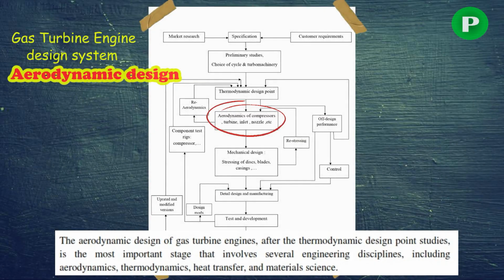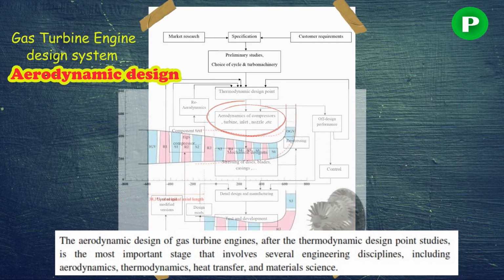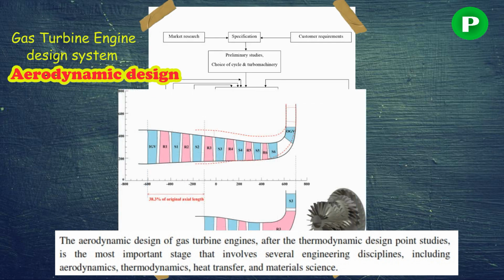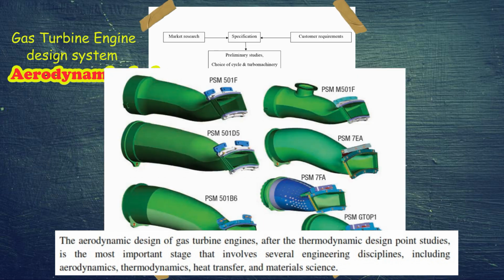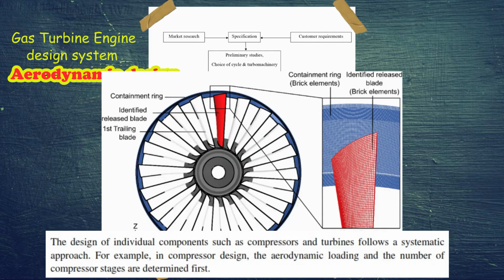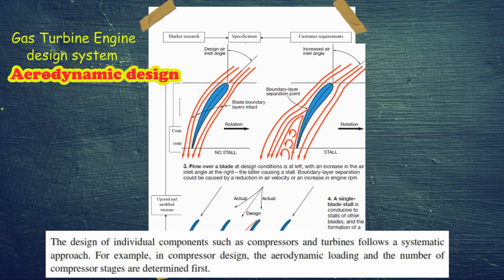The aerodynamic design of gas turbine engines, after the thermodynamic design point studies, is the most important stage that involves several engineering disciplines, including aerodynamics, thermodynamics, heat transfer, and material science. The design of individual components, such as compressors and turbines, follows a systematic approach. For example, in compressor design, the aerodynamic loading and the number of compressor stages are determined first.